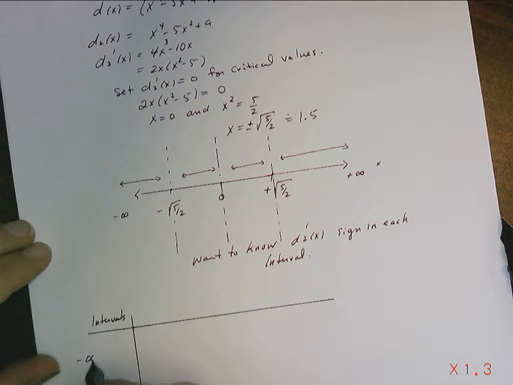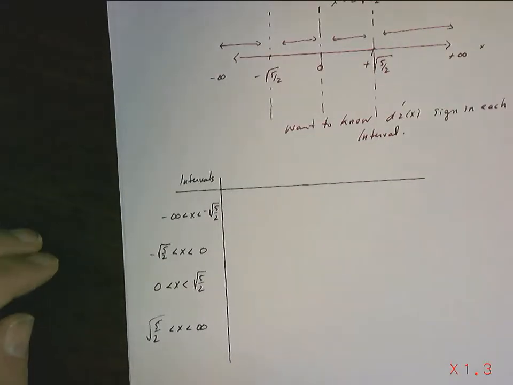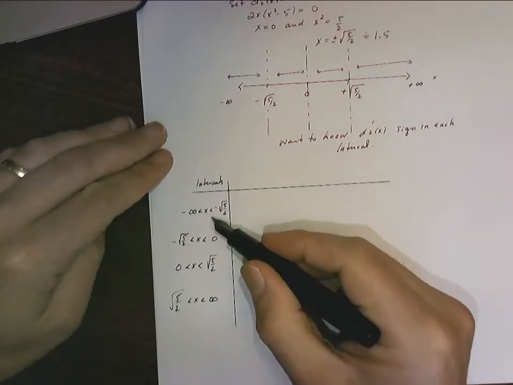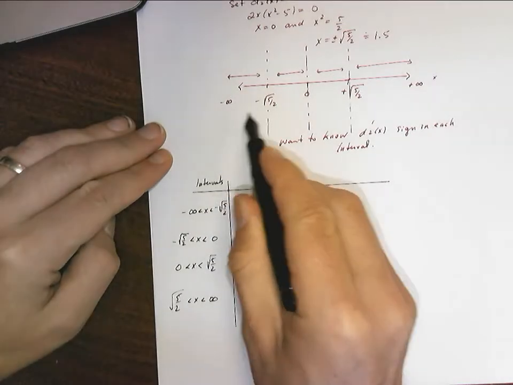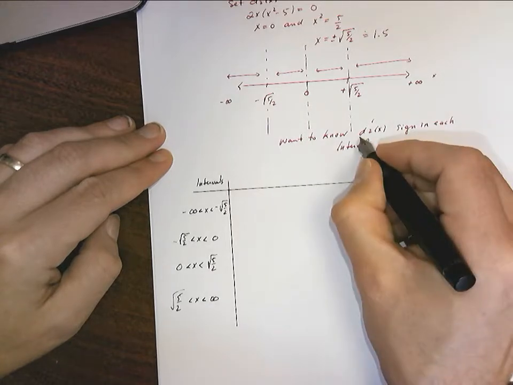So I go from negative infinity all the way up to negative root 5 over 2. And I go from negative root 5 over 2 all the way up to 0. Then I go from 0 all the way up to positive root 5 over 2. Then I go from positive root 5 over 2 all the way up to infinity. And you can tell that these intervals here are corresponding with these intervals here. So now what I'm interested in is the sign of the second derivative.